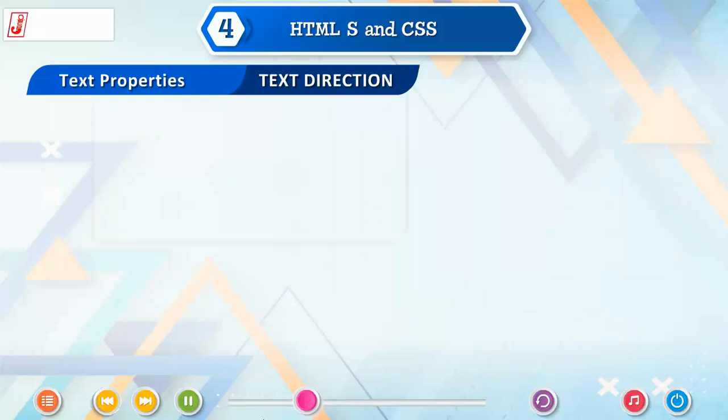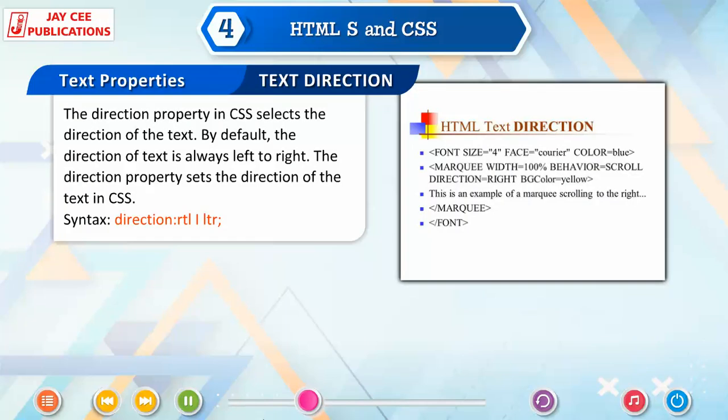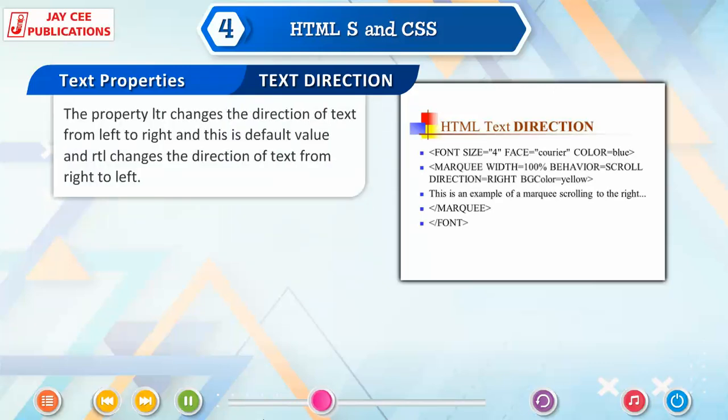Text direction. The direction property in CSS selects the direction of the text. By default, the direction of text is always left to right. The direction property sets the direction of the text in CSS. Syntax: direction, RTL, LTR, semicolon. The property LTR changes the direction of text from left to right, and this is default value, and RTL changes the direction of text from right to left.